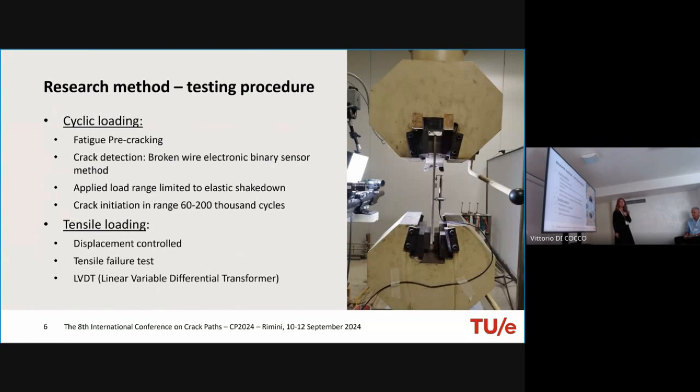For the tensile loading, the same machine is used again, but this is a displacement control test to ensure that we can capture the entire load information of the specimen, as well as to ensure stability and safety during the test setup. This is a tensile failure test, so we will pull the specimens until failure, and also an LVDT is placed around the holes to see the strains around the holes more accurately.